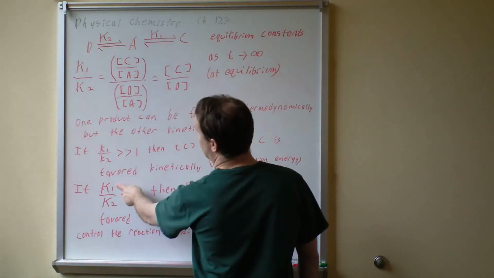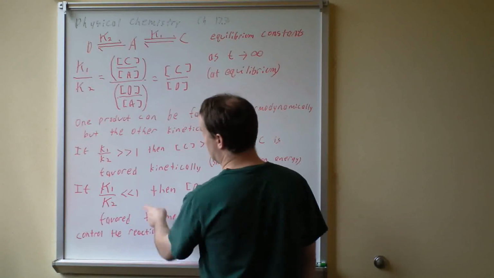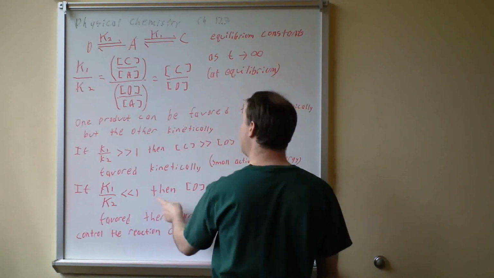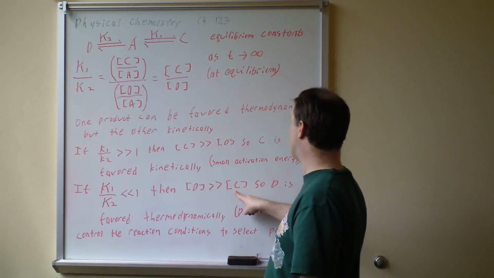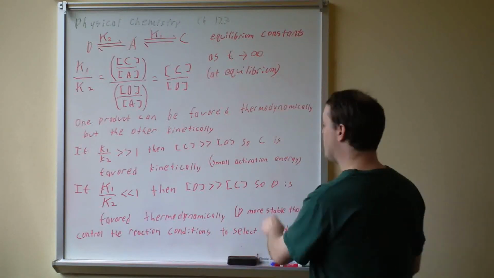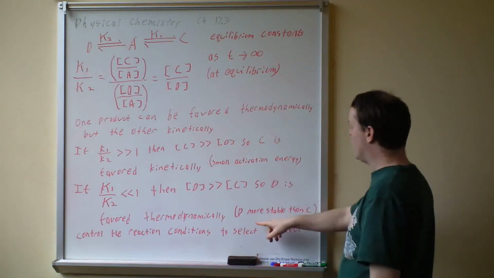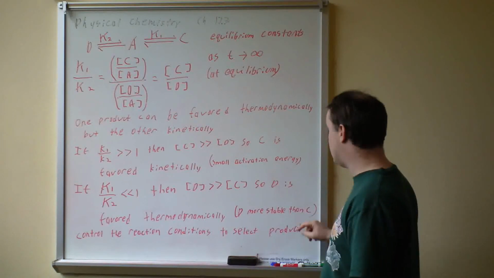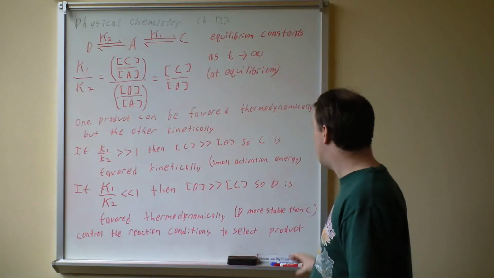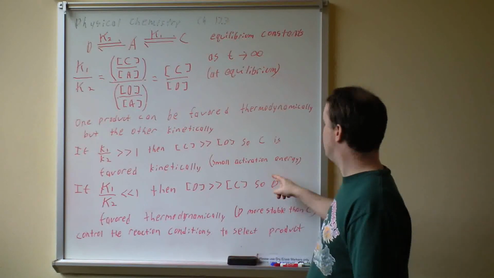On the other hand, if you divide capital K1, the equilibrium constant, by K2, and that's much less than 1, that means the concentration of D is going to be much greater than the concentration of C. That tells us that D is favored thermodynamically, which means that D is a more stable substance than C.